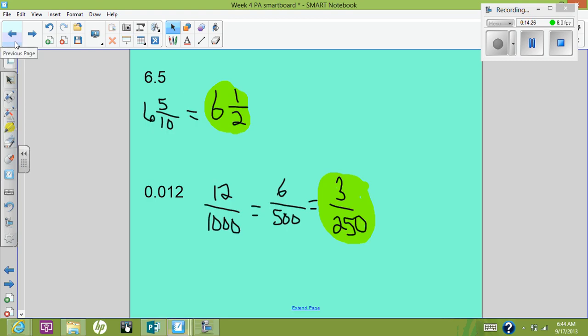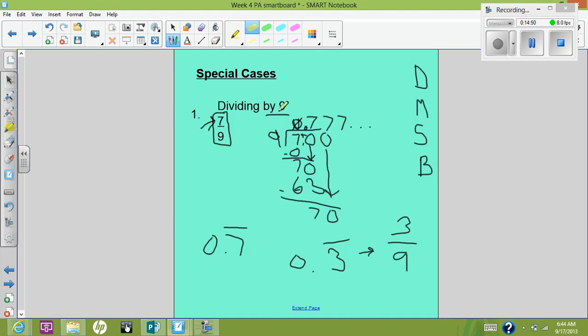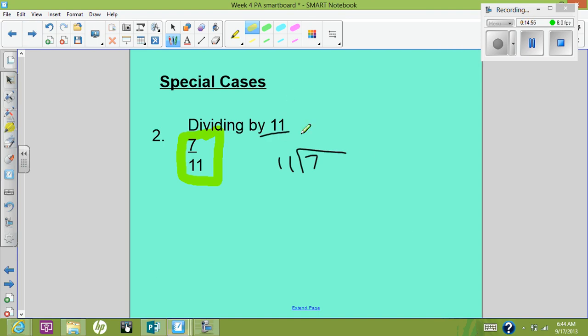What I'd like you to do to turn in this assignment is go to this problem you did here, where you did 7 divided by 11 and I didn't give you the answer. I want you in Edmodo, when you turn in this homework, to explain what your answer was and what the pattern is for dividing by 11. Just like there was a pattern for dividing by 9, it was just the numerator repeated, there is a pattern for dividing by 11. I want you to figure out what that is and tell me when you turn in this homework on Edmodo.